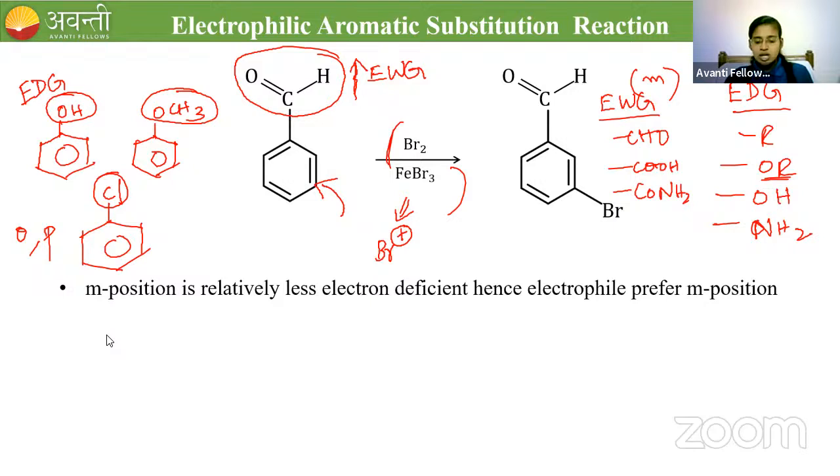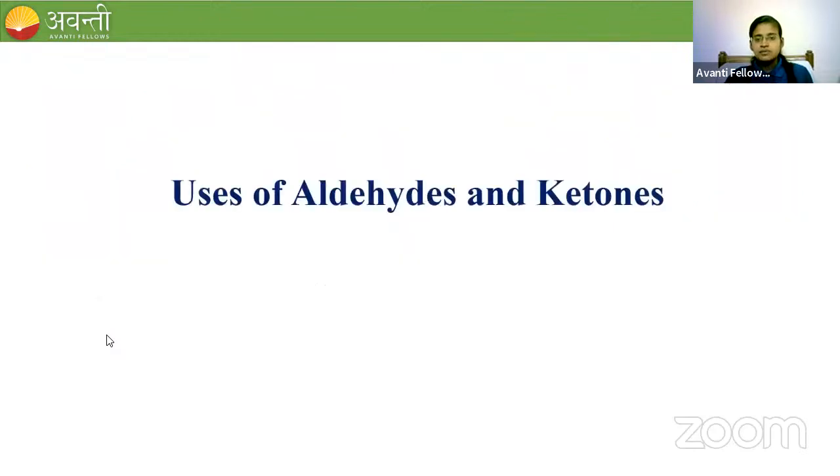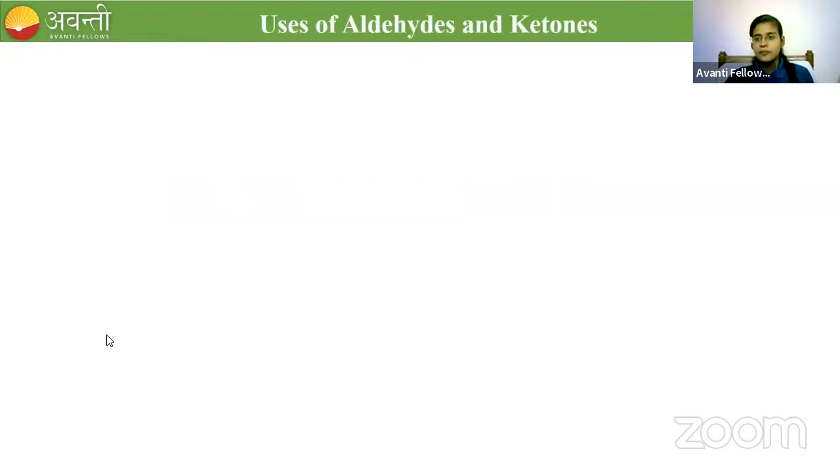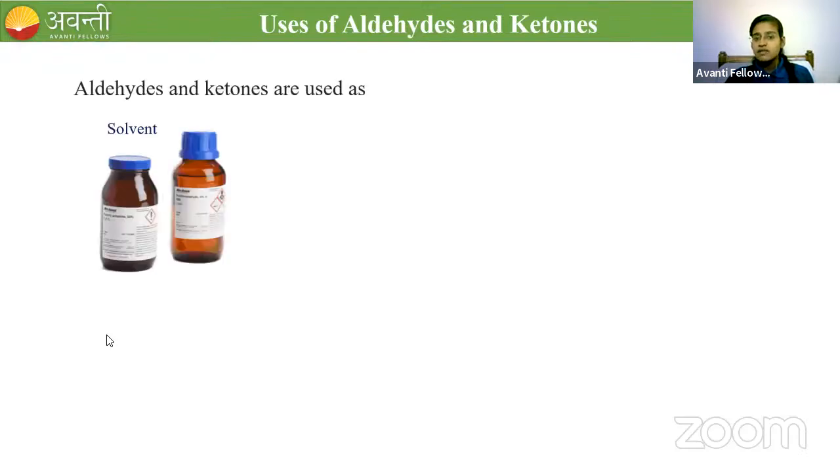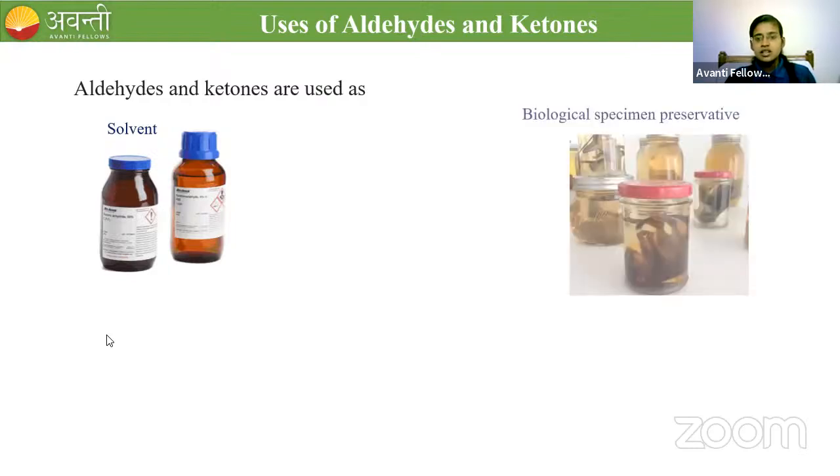All right. Now let me move on to the next topic, which is the last topic of aldehydes and ketones. We did not enter into carboxylic acid yet. This last topic is the uses. Mainly aldehydes and ketones are used as solvents. They are used as solvents and for biological specimen preservation. Formaldehyde and others are used for the preservation of biological specimens.